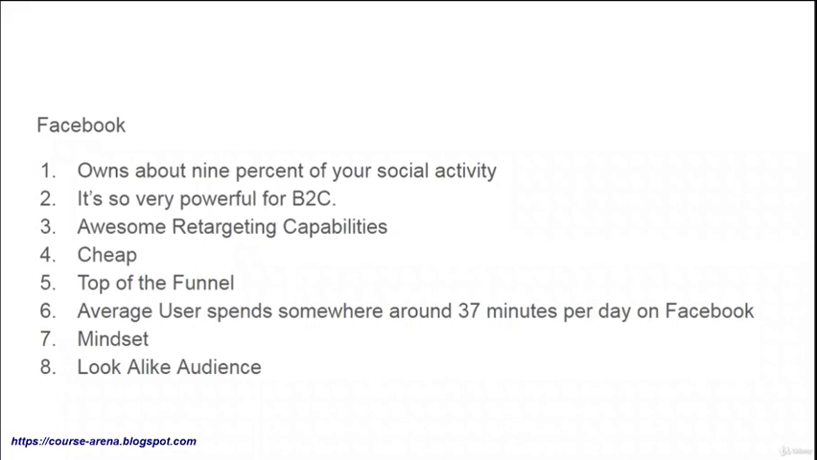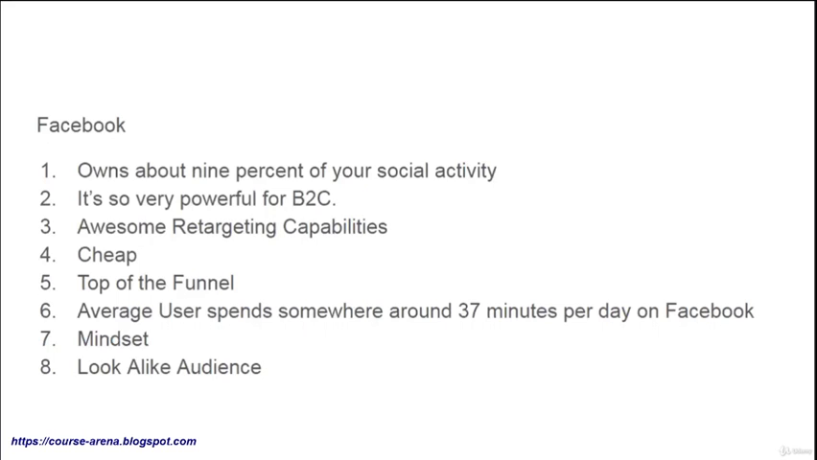Now, Facebook owns up to 90% of your social activity. So whether you are on Facebook, or on Instagram, or on WhatsApp, it has data about your social activities. It knows what you like, where you are going, what you dislike, what food you like, what movies you went to. So it has a lot of data on your social activity. So it's a very powerful medium for a B2C business.